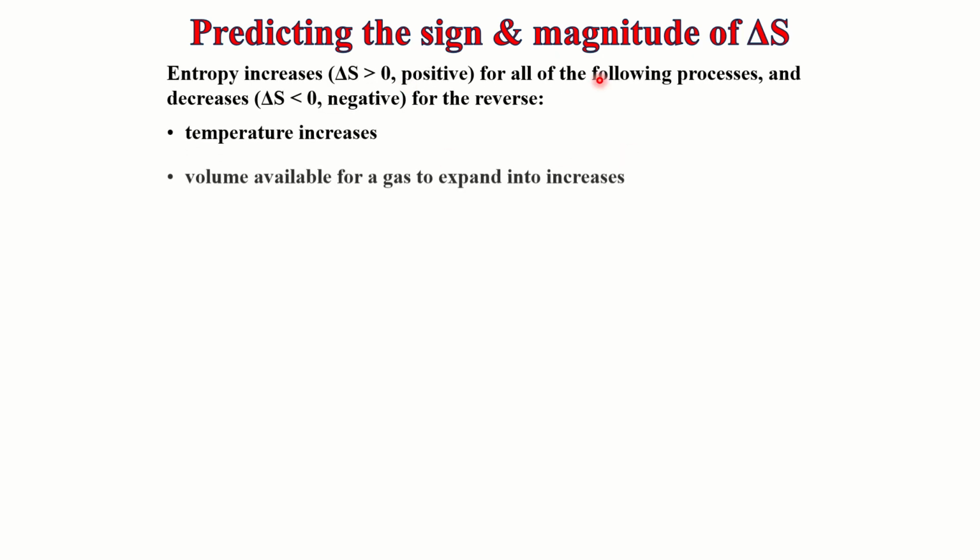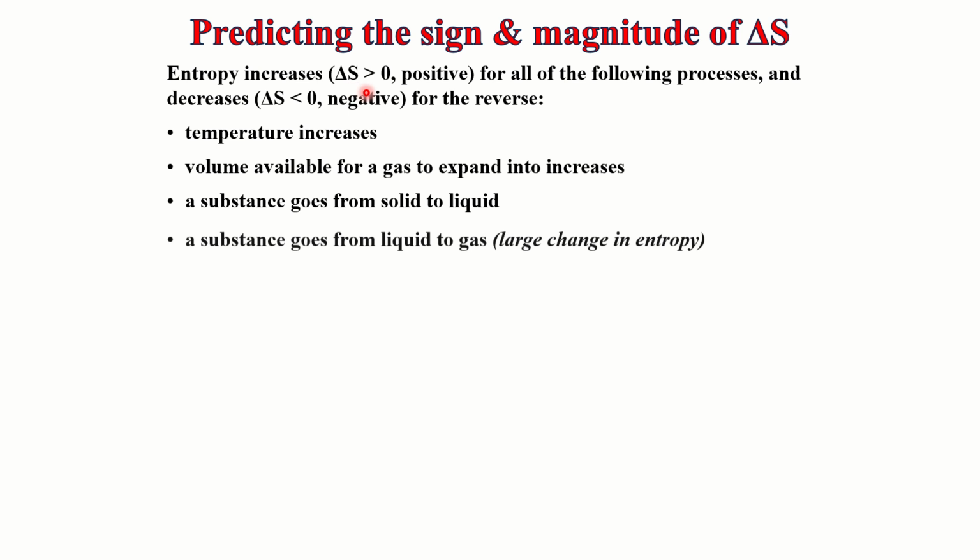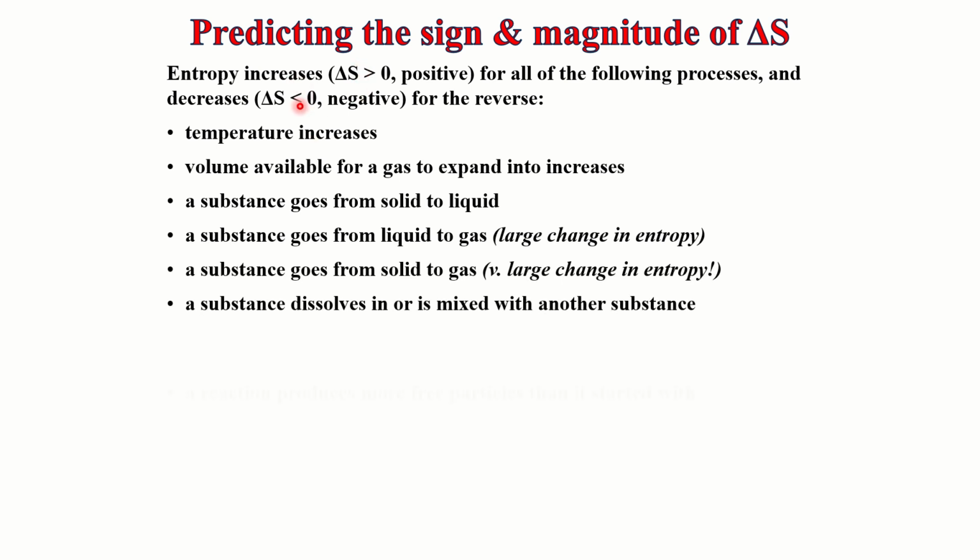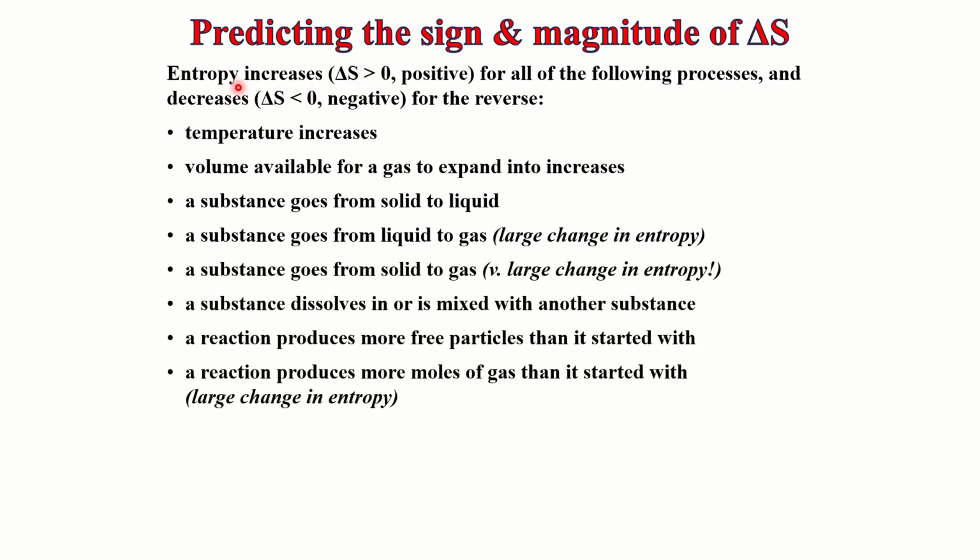So let's predict the sign and magnitude of delta S. For all of the processes listed below here, the entropy increases, or delta S is greater than 0. It's positive for all of these. The entropy would decrease, or delta S is less than 0, negative for the reverse.